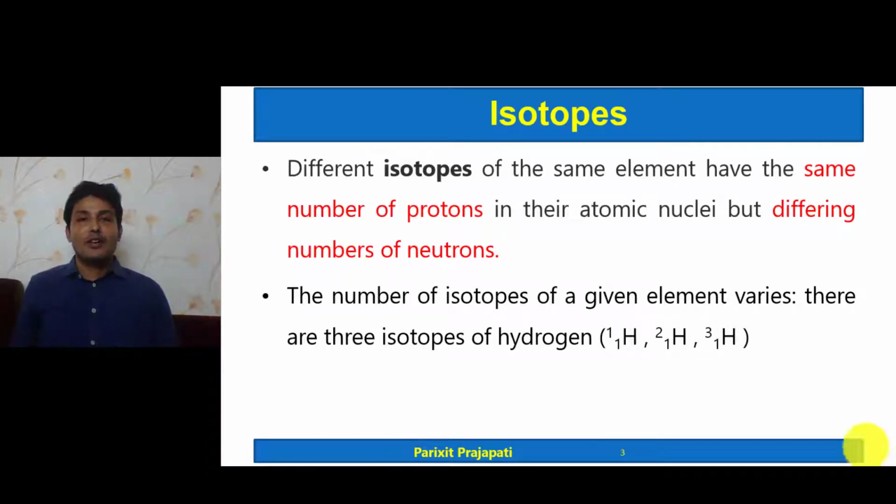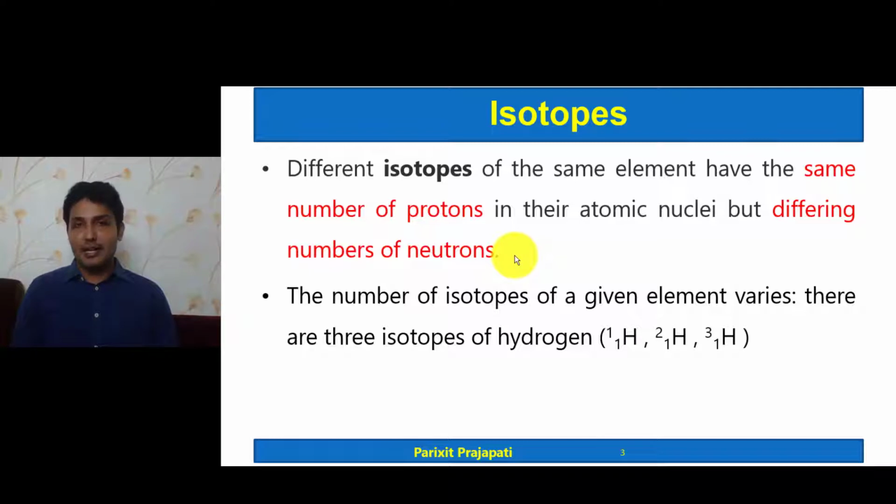First of all, what is an isotope? Isotopes are forms of the same element that have the same number of protons in their atomic nuclei but a differing number of neutrons. That means they have the same number of protons and the same number of electrons. So the number of electrons and protons remain the same. Then where is the difference? The difference is in their number of neutrons.